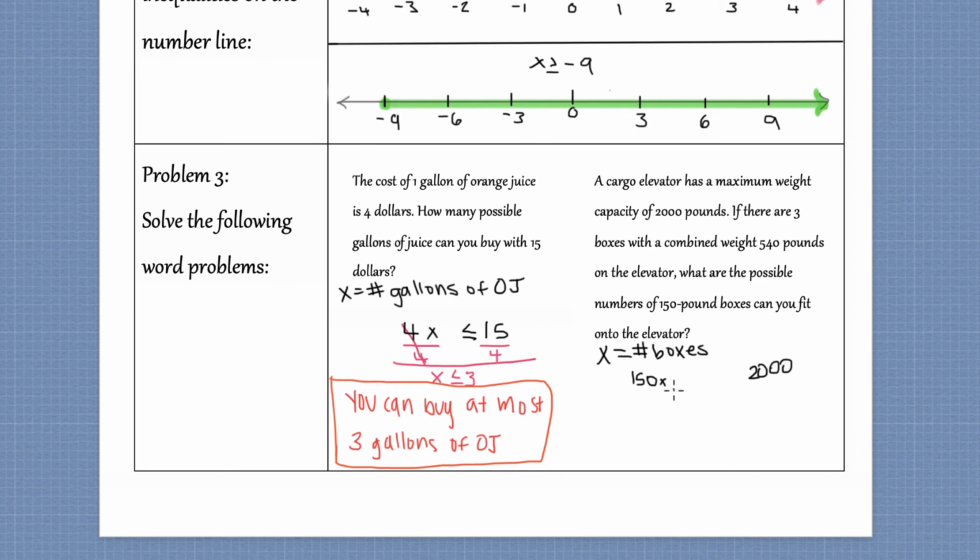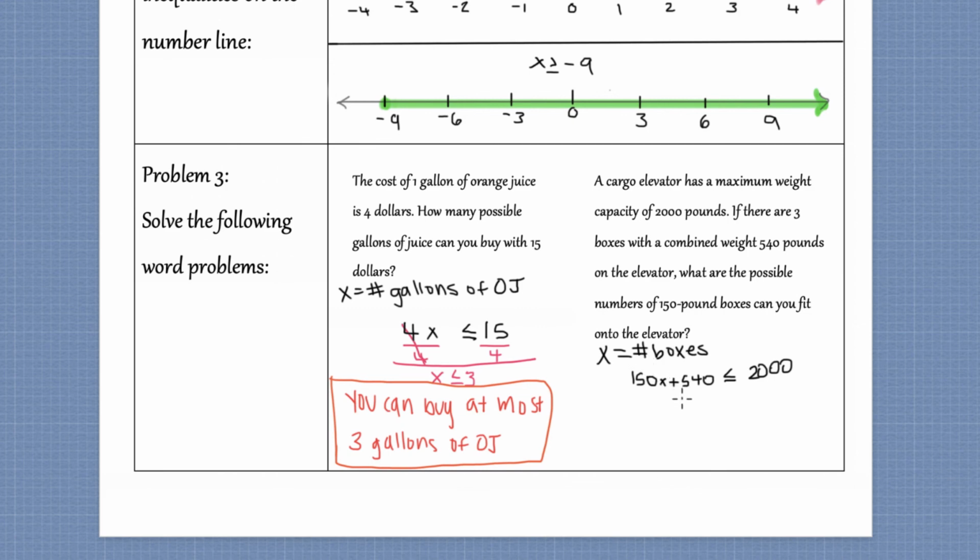Now we're also going to add 540 to the left side, because as it's stated in the problem, 540 pounds were already on the elevator. So the 540 pounds plus any other additional 150-pound boxes should be less than or equal to 2,000 pounds. It shouldn't be greater than 2,000 pounds because the maximum capacity weight of the elevator is 2,000 pounds, so it shouldn't be any greater. Now that we've got our inequality, let's go ahead and solve it.